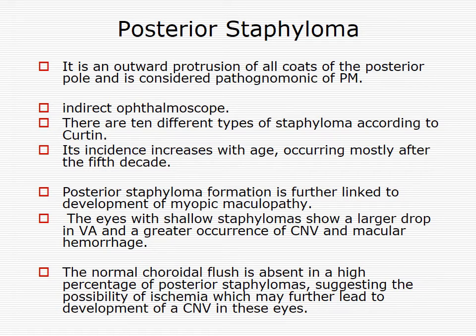Posterior staphyloma formation is further linked to the development of myopic maculopathy. The eyes with shallow staphyloma show a large drop in visual acuity and a greater occurrence of choroidal neovascular membrane and macular hemorrhage. The normal choroidal flush is absent in a high percentage of posterior staphylomas, suggesting the possibility of ischemia, which may further lead to development of choroidal neovascular membrane in these eyes.